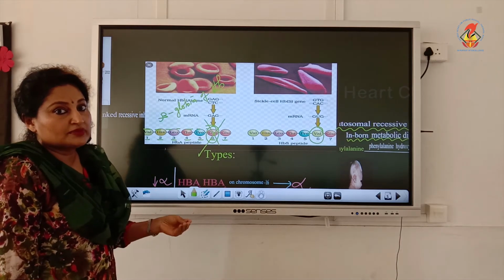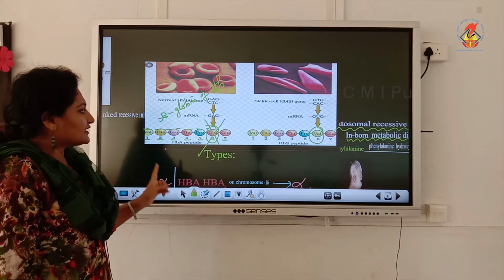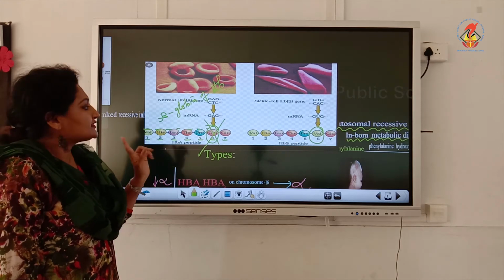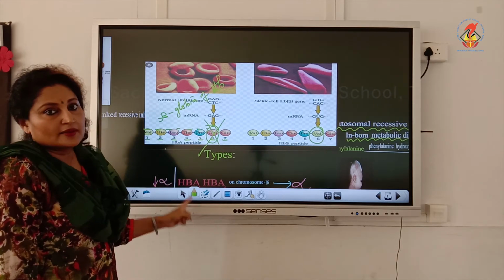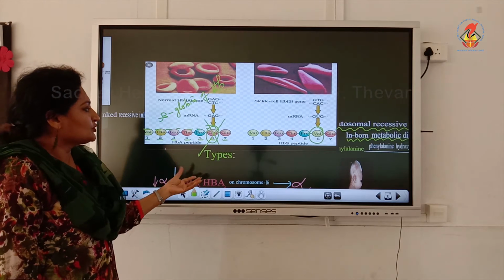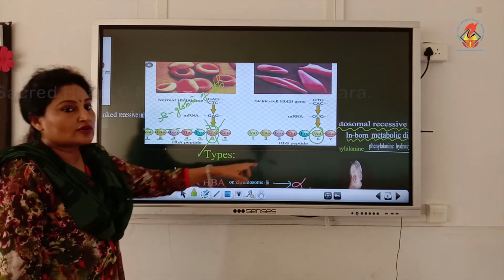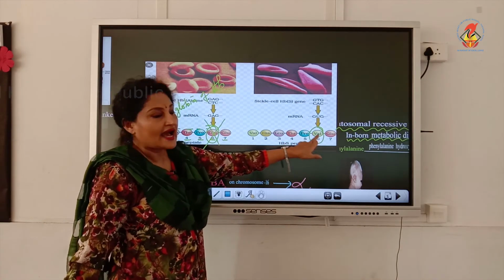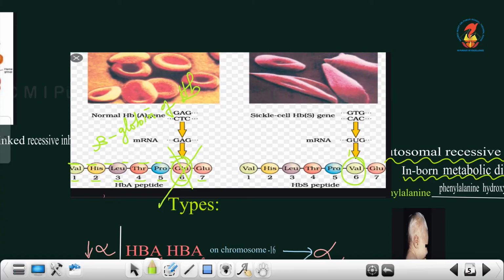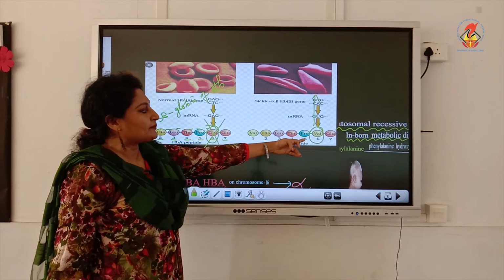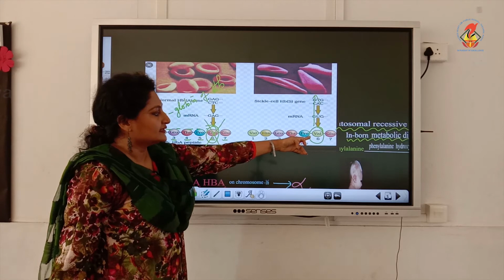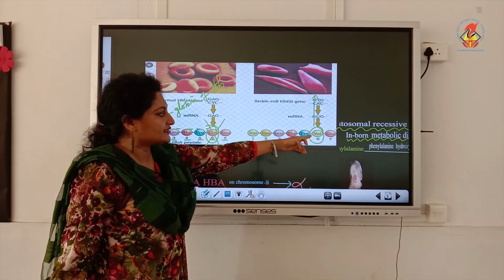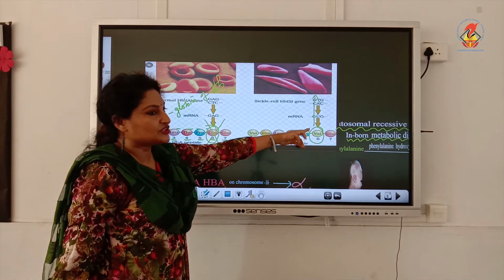The quality of the beta chain has altered. So once again, a normal beta chain in the 6th position should have glutamic acid. But here, due to mutation, the glutamic acid is replaced by a wrong amino acid called valine. As a result, what type of RBCs are produced? Because a wrong amino acid, valine, is replacing the glutamic acid in the 6th position of the beta globin chain of hemoglobin.